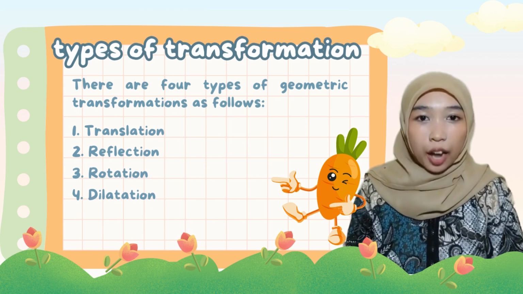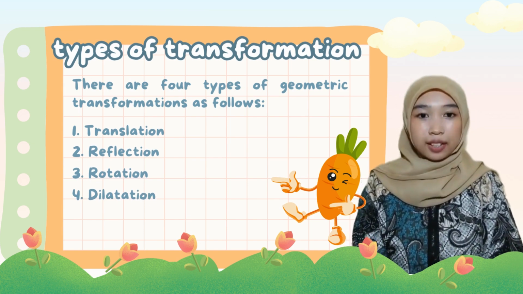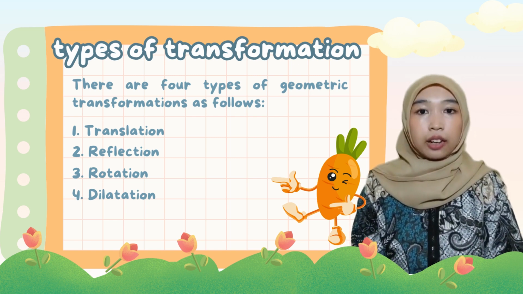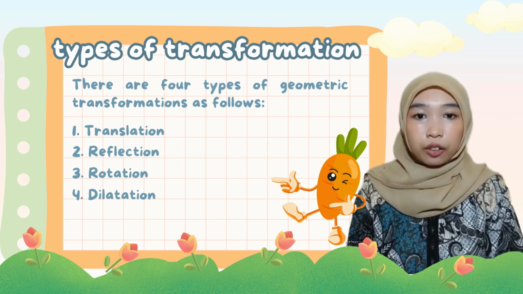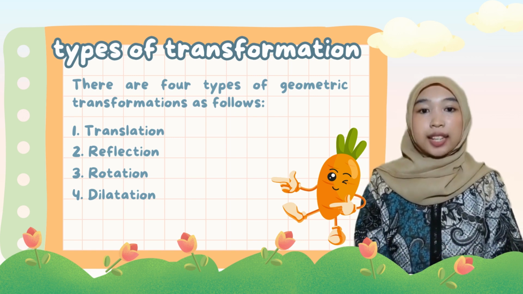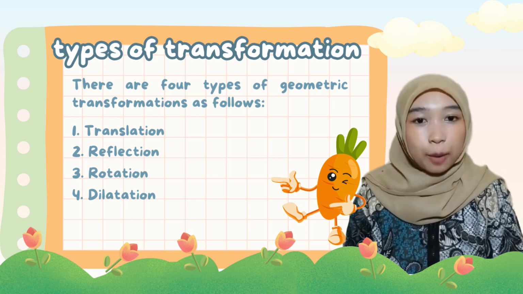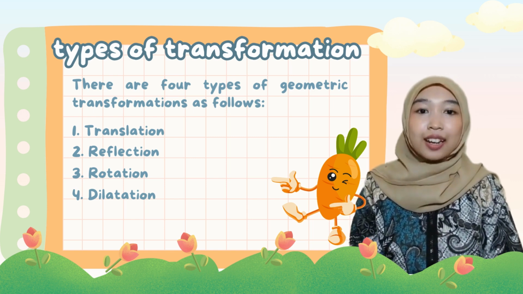Okay, there are 4 types of geometric transformation as follows. First, translation, second, reflection, third, rotation, and fourth is dilatation. But on this occasion, I will explain about reflection and rotation.